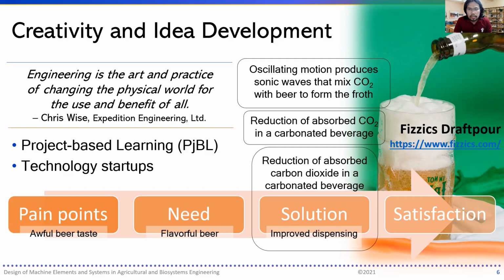Now, how did the inventors get to this stage of development? That has to do with a lot of research and development. So the synthesis, analysis and optimization part is hidden in between this need and solution.